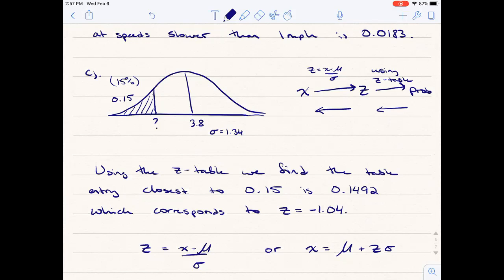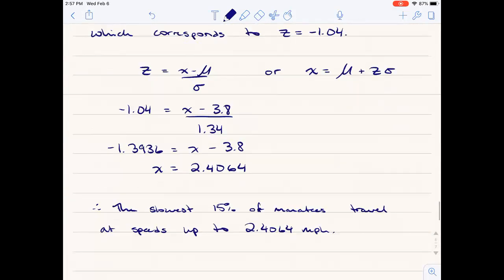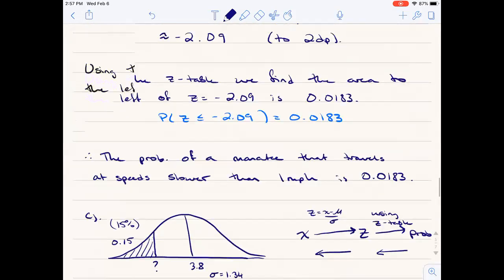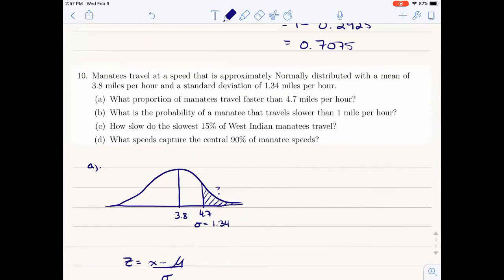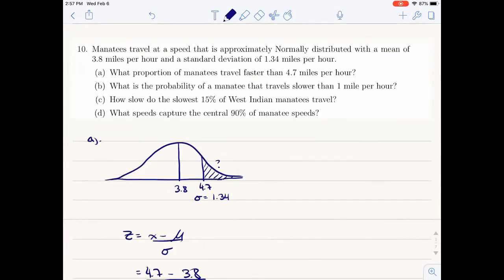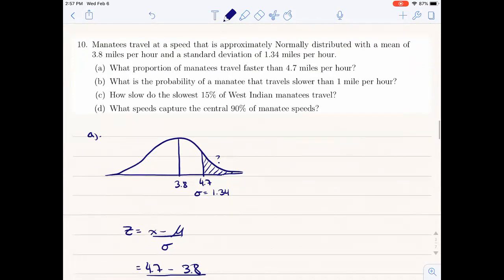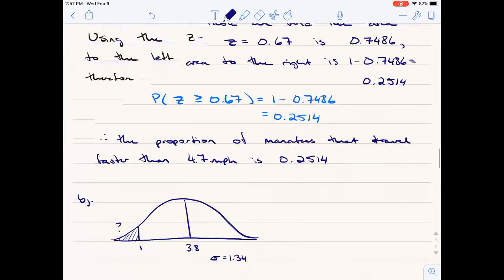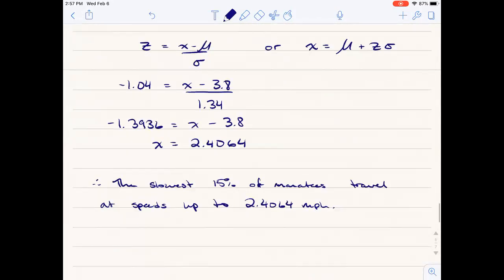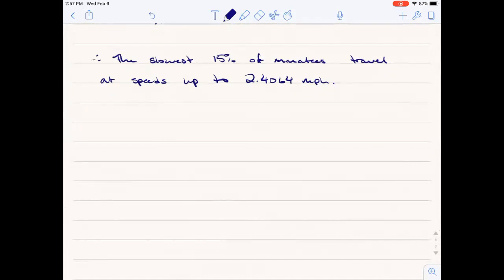D. What speeds capture the central 90% of manatee speeds? So now we want the central 90%. This is going to be similar to the one we just did, just 2 parts.